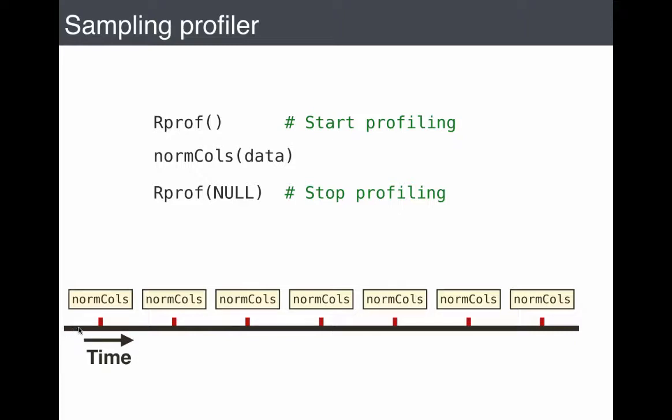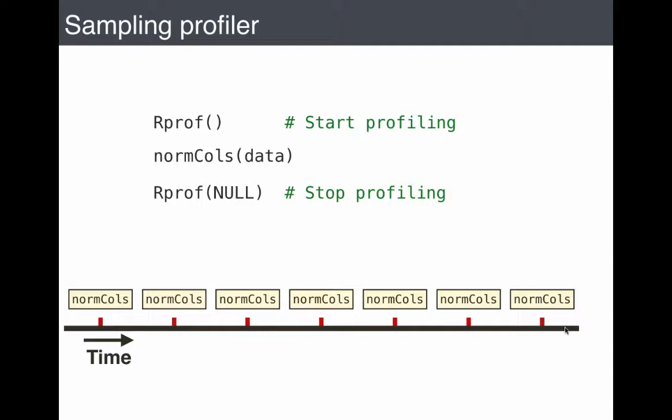The R process does a lot of computation, and then periodically, I believe the default is 20 milliseconds, every 20 milliseconds, the profiler stops the R process, and it queries it and says, what function are you in right now? And our code is very simple, so it'll be in the normcalls function. And then it records that, it saves that, and then it goes back, and the R process does lots of computations, and then it gets stopped again by the profiler. And again, it's in the normcalls function, so it saves that again, and it keeps going. It does this every 20 milliseconds until it's done.